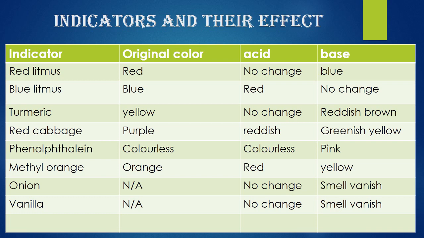Phenolphthalein, its original color is colorless. When added to acid it is colorless. When added to base it becomes pink. Methyl orange, its original color is orange. When added to acid it becomes red, and when added to base it becomes yellow. While onion, in acid there is no change, but when added to base its smell vanishes. Vanilla also, in acid there is no change, but when added to base its smell vanishes.